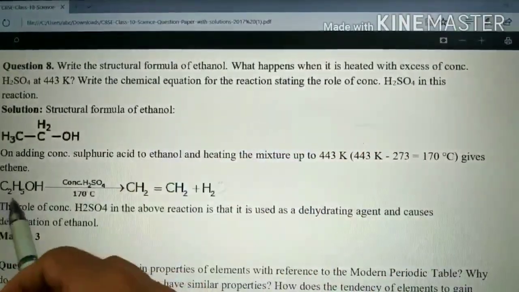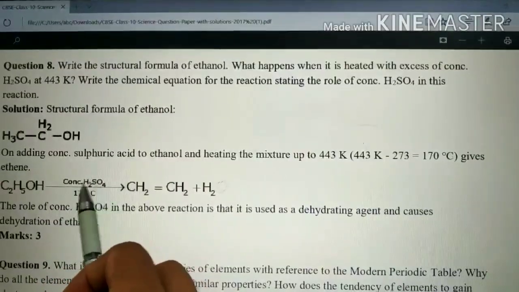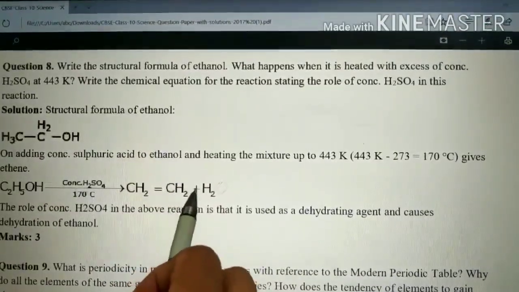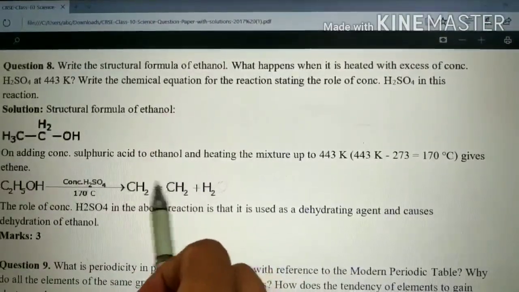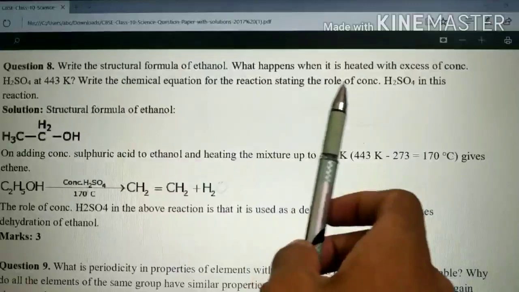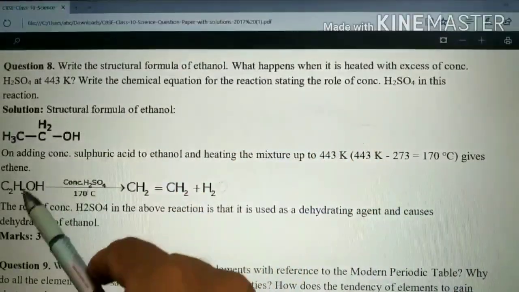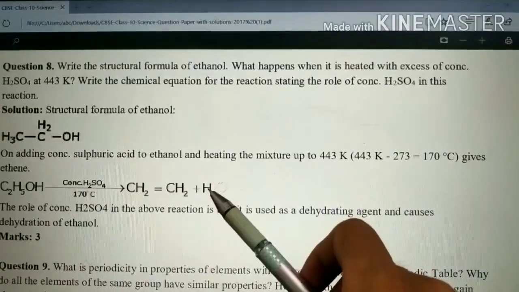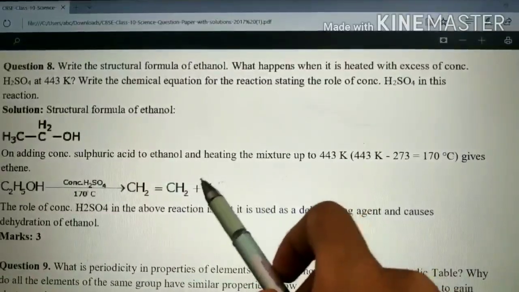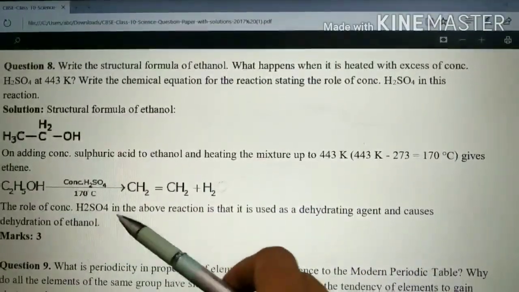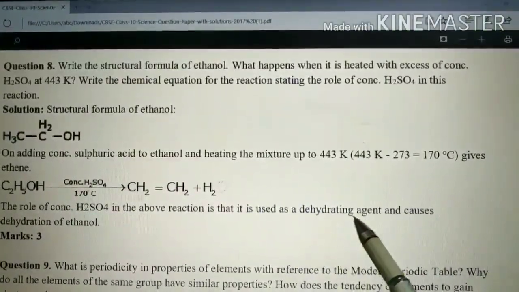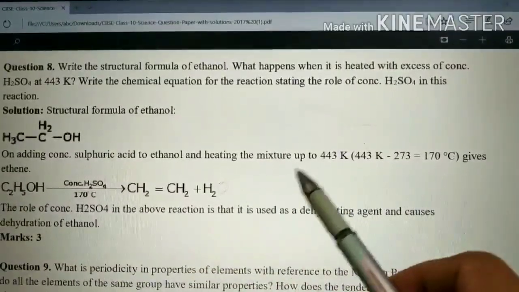So I read it. C2H5OH is the ethanol, with concentrated H2SO4 at 170 degrees Celsius, gives C2H4 with a double bond, plus H2O. Now this is over. Now we have to state the role of concentrated H2SO4 in this reaction. Water is liberated, which means it is a dehydrating agent. In this reaction, the H2SO4 removes H2O from ethanol. The role of the concentrated H2SO4 in the above reaction is that it is used as a dehydrating agent and causes dehydration of ethanol.